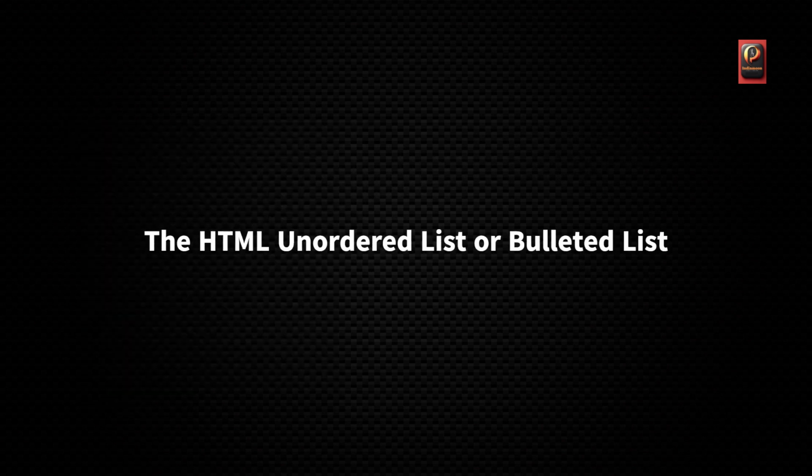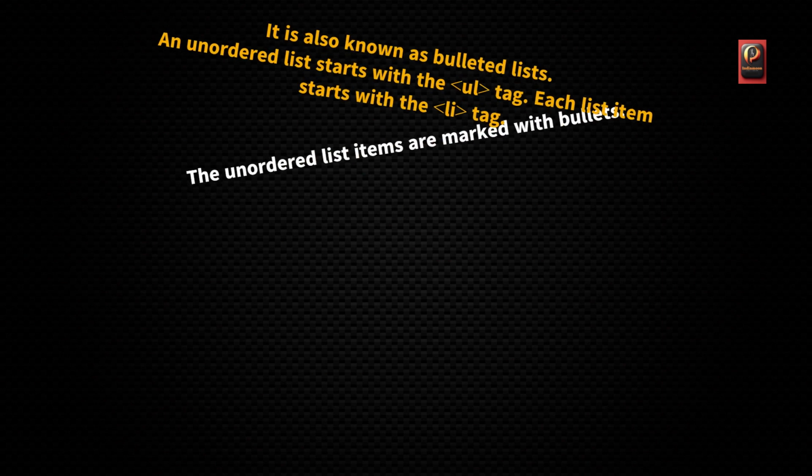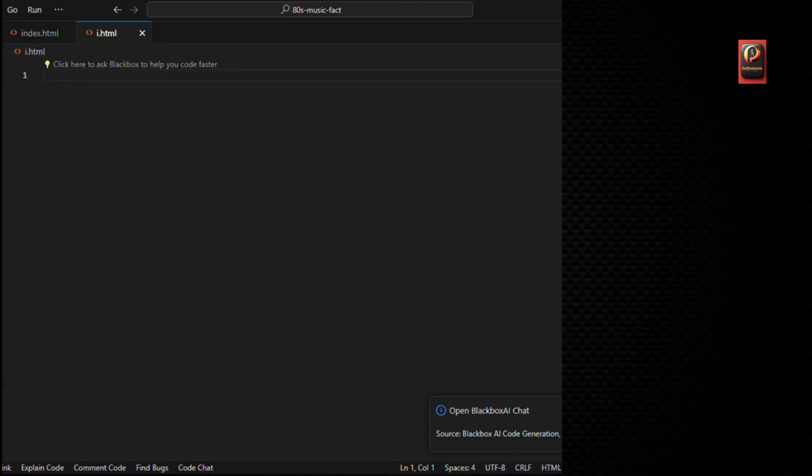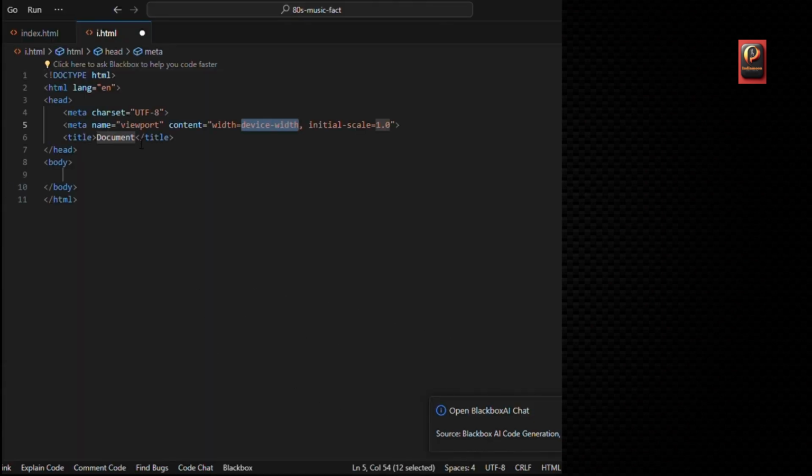The HTML unordered list or bulleted list. The unordered list items are marked with bullets. It is also known as bulleted lists. An unordered list starts with the UL tag. Each list item starts with the LI tag. This example describes the unordered list.